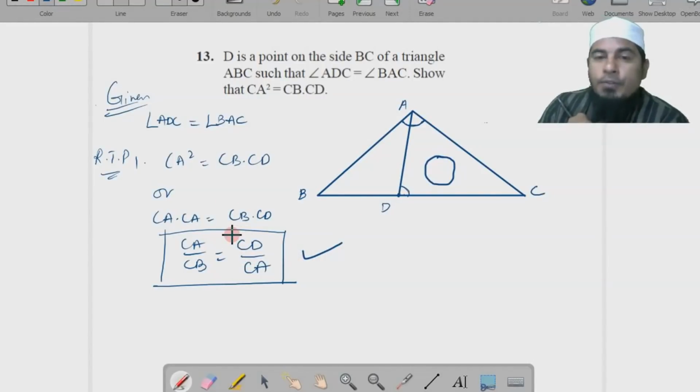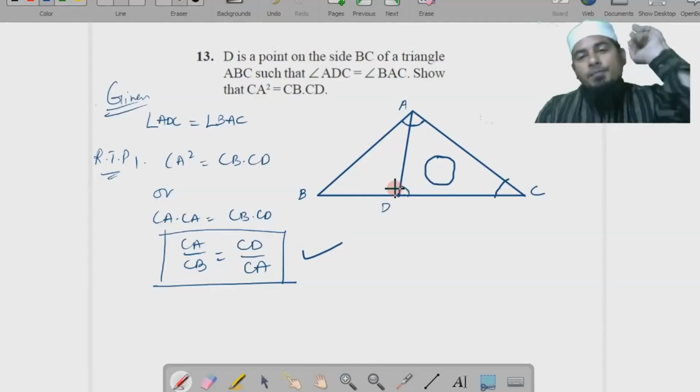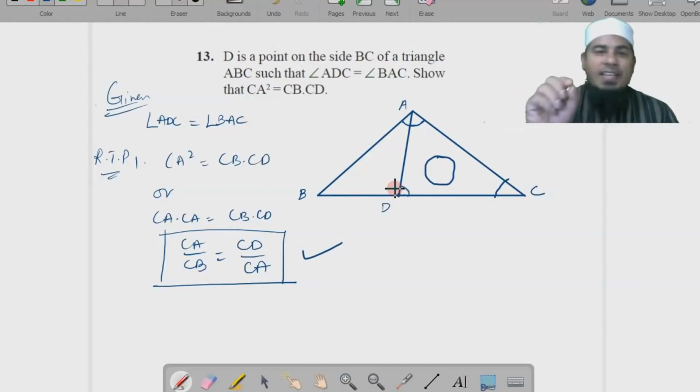How can I prove these two triangles, the smaller and the bigger, to be similar? This angle C is common to the bigger and the smaller triangle. Then in the smaller triangle, angle CDA is equal to angle CAB. These two angles are equal. So these two triangles are similar by the AA similarity criterion, which I have shown orally.